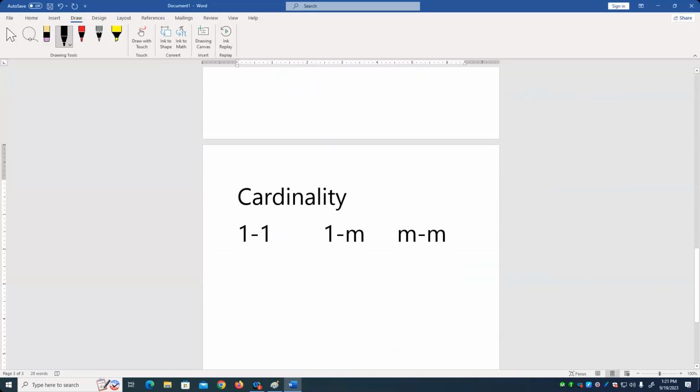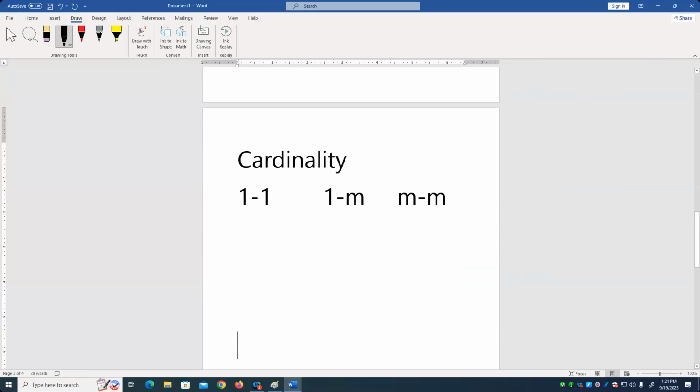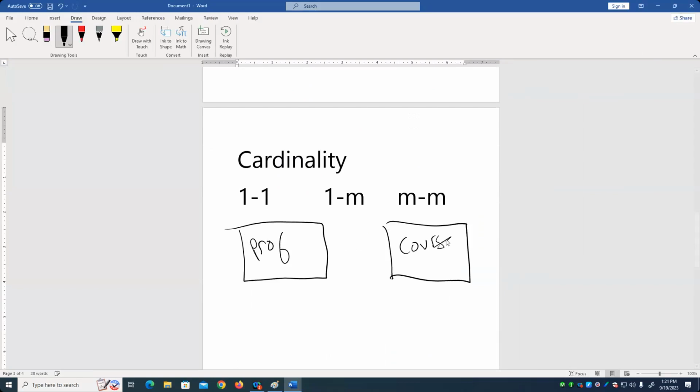So let's imagine we're talking about the relationship between a professor and a section of a course. All right, I've used three nouns: professor, section, and course. So I'm going to represent those as rectangles. Professor, course, section. All right. Now, what is linked to what? All right.